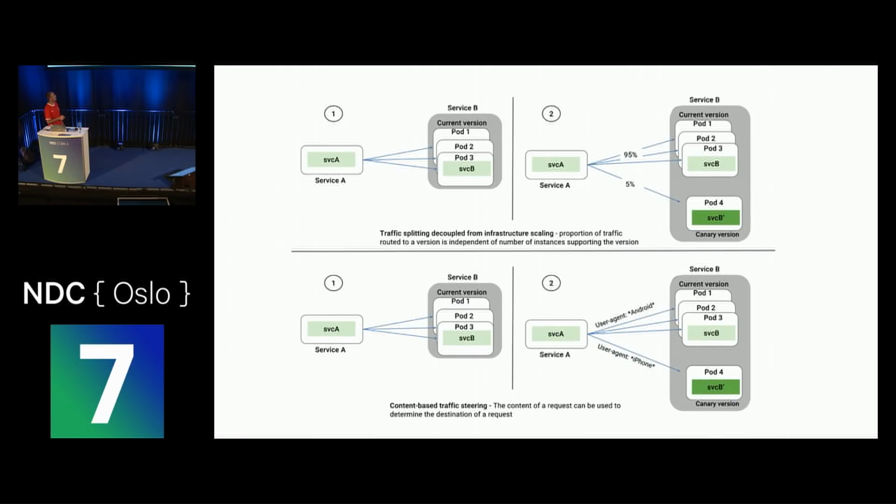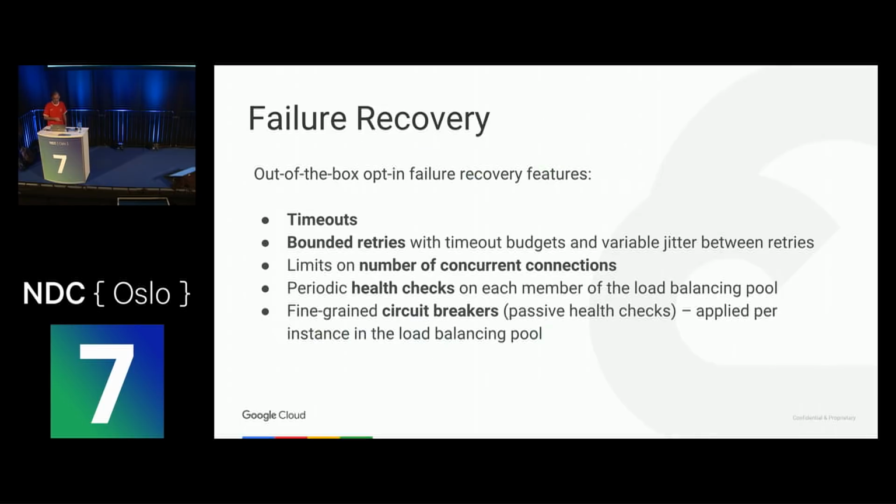And similarly, you can do user agent matching. So you can say, if my headers have user agent Android, I can send some of them here. But then if my user agent is iPhone, then I can send it to a new version as well. So all of this is done transparently to your services. Your service doesn't know about this. It's just the pilot that knows about it.